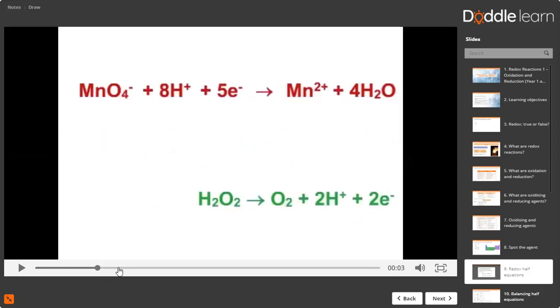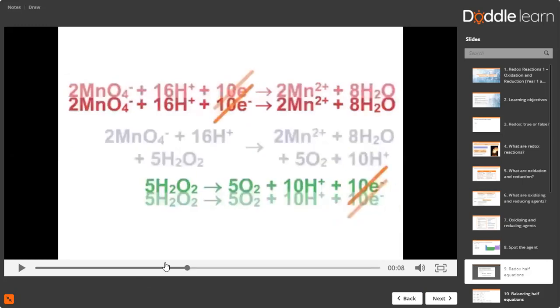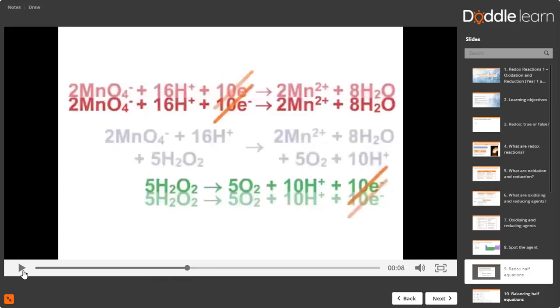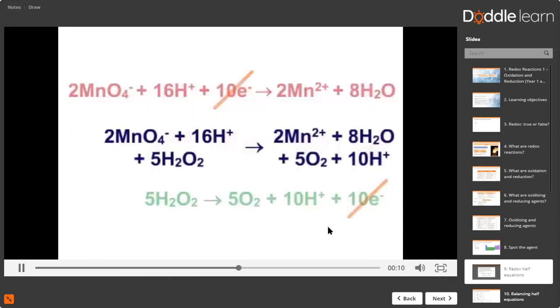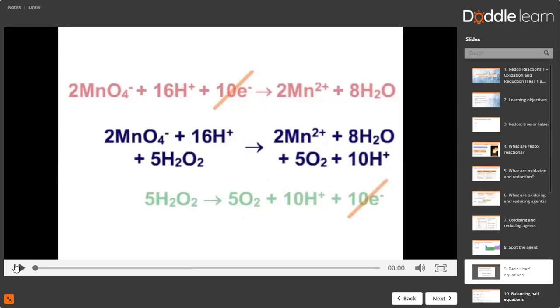So writing the 2 half equations, we've got this here, but we actually need to balance out our electrons. To balance out our electrons, we need to multiply this one by 5 and the top one by 2. There we go. We can then get rid of both of the electrons because they're both at 10, and we can get this full equation in the middle. Then we can cancel out our water and our hydrogen.